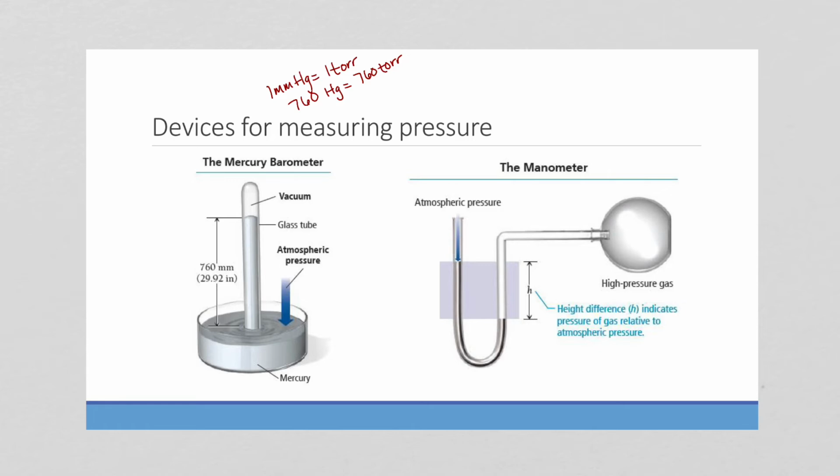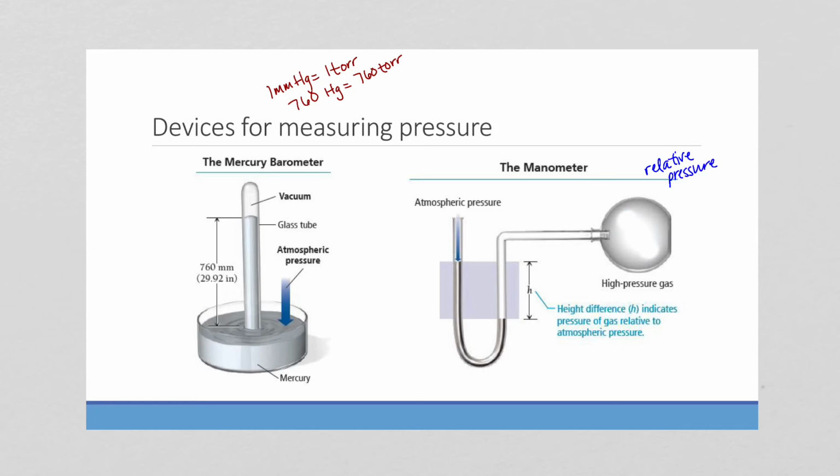And so we can measure the height of this column of mercury to determine the pressure. Another common device is something called a manometer, and this is a sample. This is like a way to look at pressures in a lab. It's not quite as useful as the mercury barometer for telling an exact pressure, because what the manometer tells you is relative pressure.